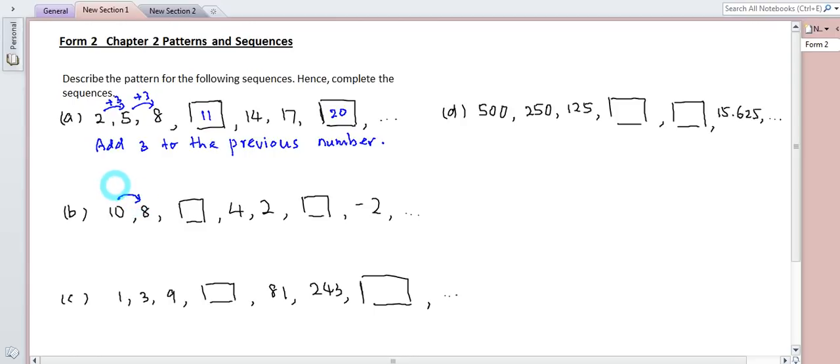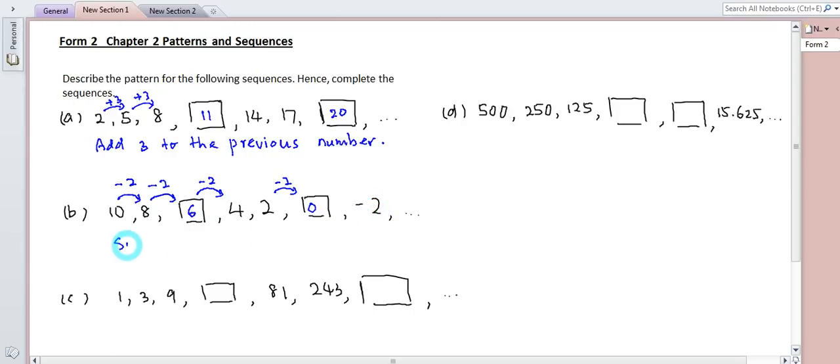Okay, so here is minus 2. So we try minus 2, see if we can get the correct answer or not. 8 minus 2 you get 6. Then 6 minus 2 you get 4. Okay, correct. 4 minus 2 you get 2. 2 minus 2 you get 0. Okay, so 0 minus 2 you get negative 2, so no problem.